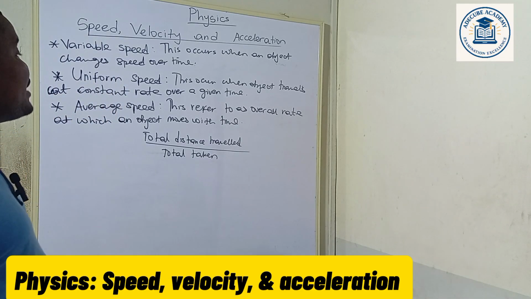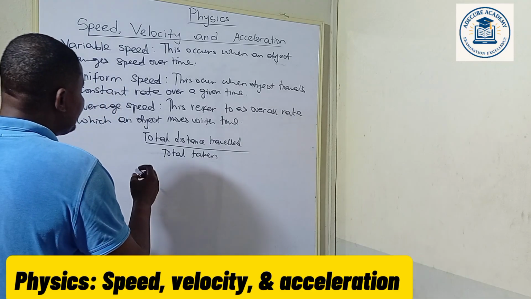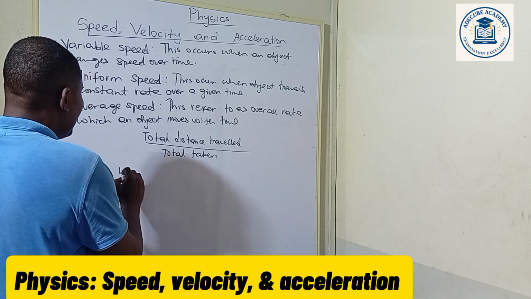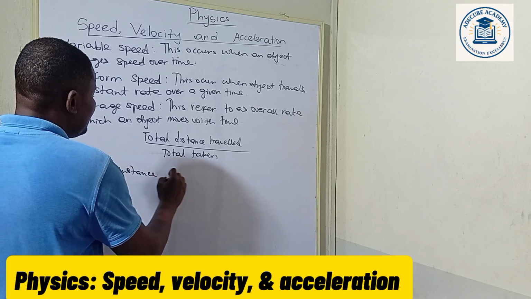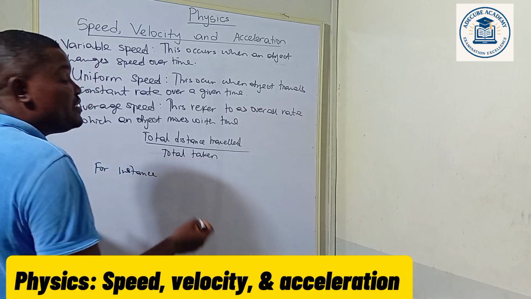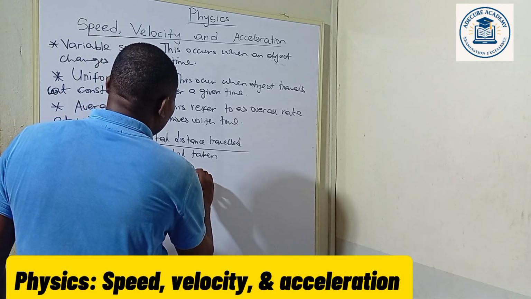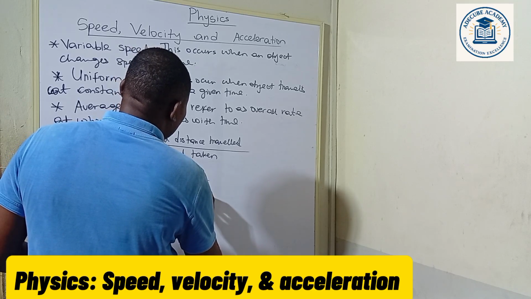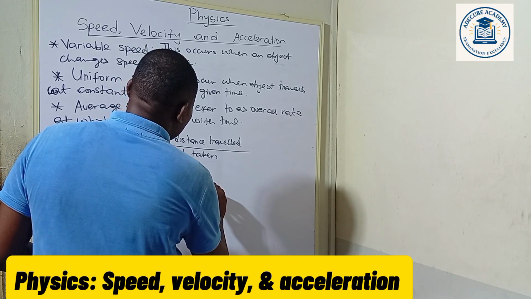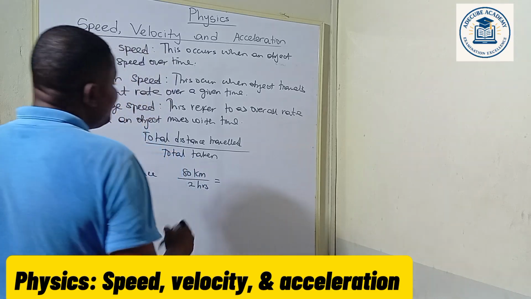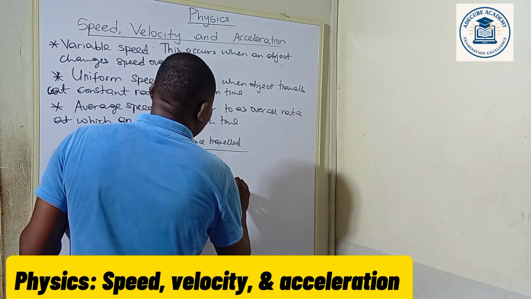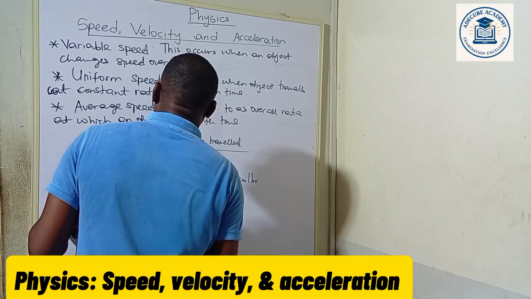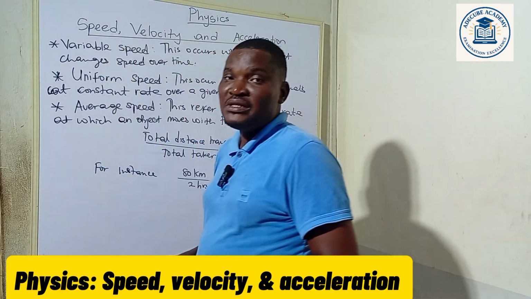So it means that if you traveled a distance of, for instance, 80 kilometers in, let me say, 2 hours, then your average speed is going to be 40 kilometers per hour. That's average speed.